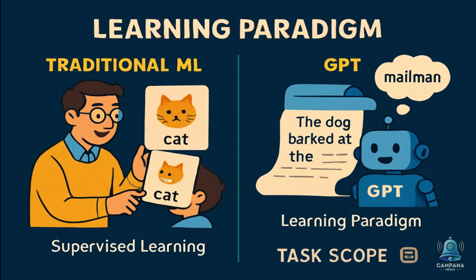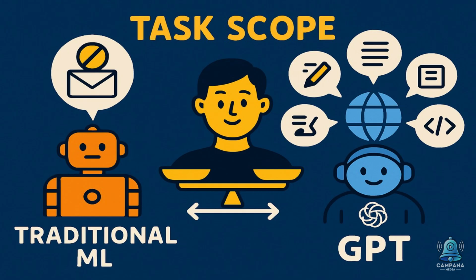Second, learning paradigm. Traditional ML often relies heavily on supervised learning, where the model is explicitly taught with input-output pairs. While GPT can be fine-tuned with supervised learning, its core power comes from its unsupervised pre-training phase, where it learns by predicting missing words or sequences in text. Third, task scope. Traditional ML models are often specialists. You train a model for a specific task, and it performs that task well. GPT models are generalists. Their broad pre-training allows them to be adapted to a wide array of tasks, even those they weren't explicitly trained for, simply by providing a new prompt or context.